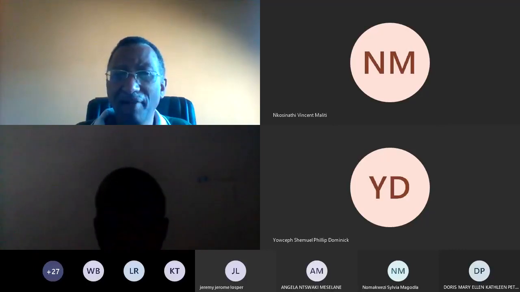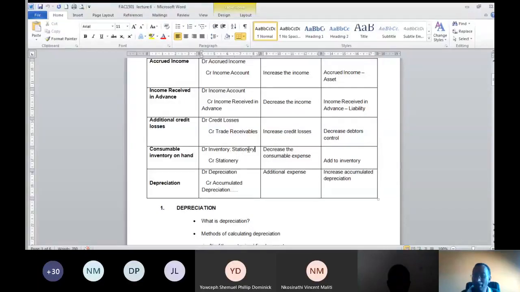So if we now say we have still got inventory on hand, we still got stationery on hand, we debit the account inventory stationery, because inventory is an asset. Debit the asset account, increase your inventory, and your stationery account you will have to decrease, credit stationery. So the impact on your statement of profit and loss is that you will have to decrease your stationery. If it is packing material, decrease your packing material.